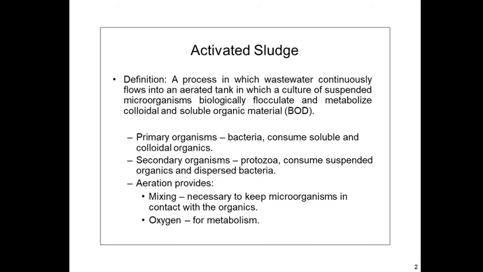Okay, so next, what exactly happens in the activated sludge process? The primary organism is bacteria, which consume soluble and colloidal organics. The secondary organism is protozoa, which consume suspended organics and dispose of bacteria. Aeration provides the mixing that is necessary to keep microorganisms in contact with organics, and oxygen is used for metabolism and for oxidation.